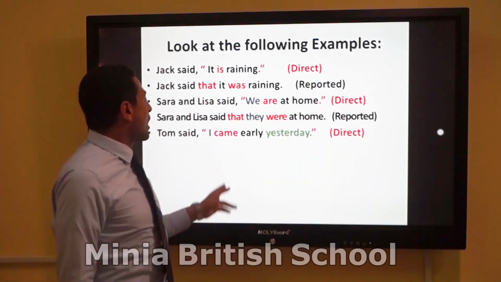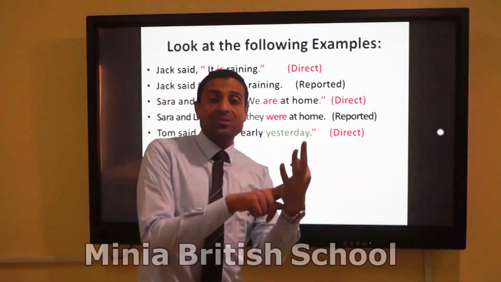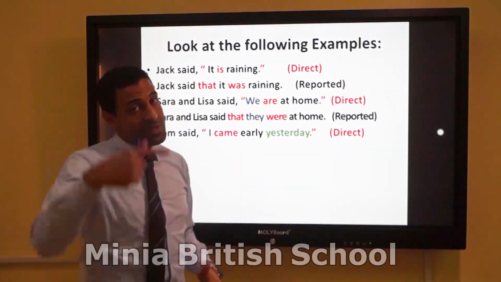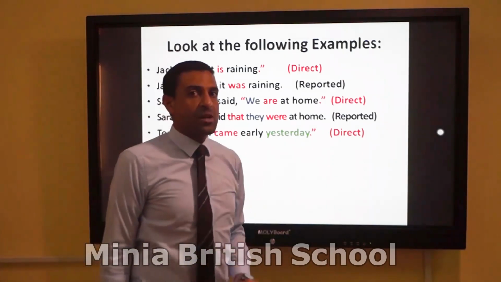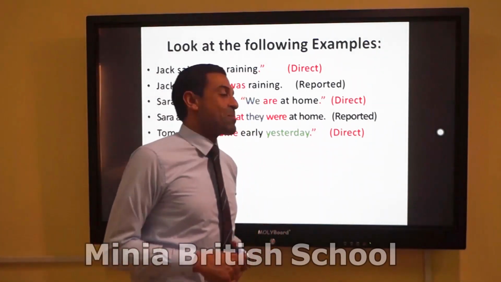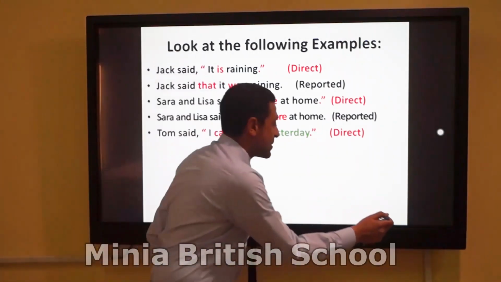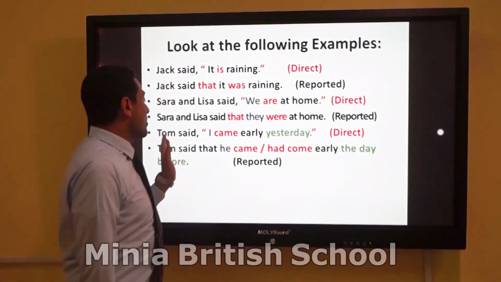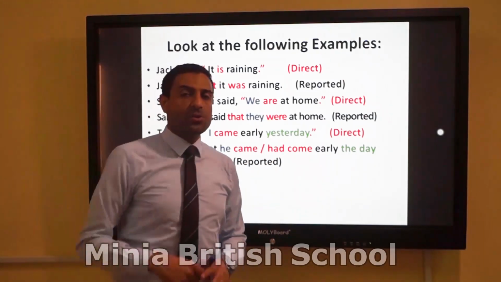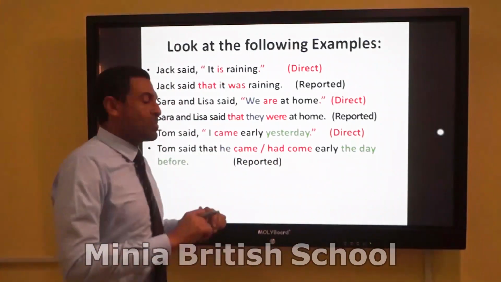Another example. Tom said, "I came early yesterday." Here I have three words which have different colors: I in blue, came in red, yesterday in green. Does it mean we will do something to them? Yes, of course, we have to change the form of these. Look at this one: Tom said that. Who is talking here? Tom. Is he singular or plural? He's just one person. Boy or girl? Boy. So here Tom said I.